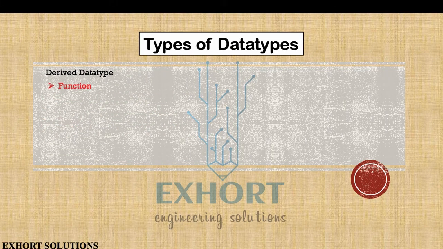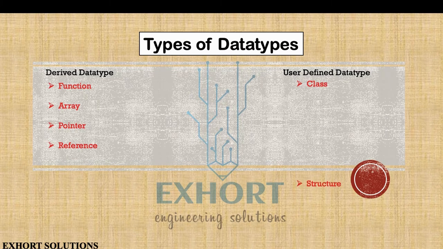Now derived data types. Function, array, pointer, reference are derived data types. User defined data types are class, structure, union, enum and typedef.